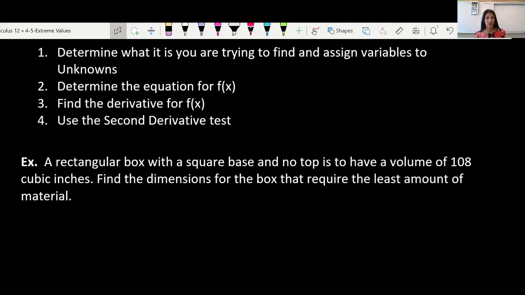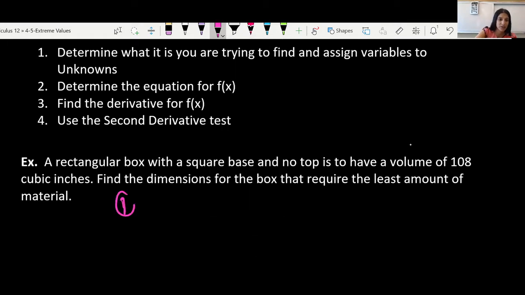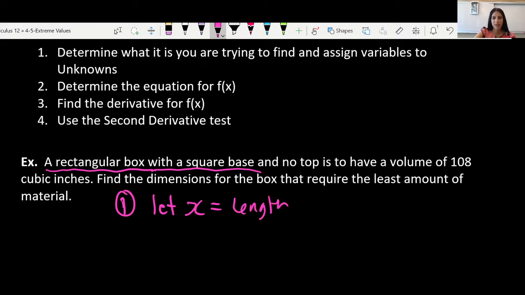Well, we've kind of been doing this since grade 8. We called it a let statement. I don't know if you're familiar with that vocabulary, but that's what I'm going to use here. So for step number 1, let x equal, well, if I take a look at this, we're talking about a rectangular box with a square base. So let x equal the length of our square base. So there's the first part.